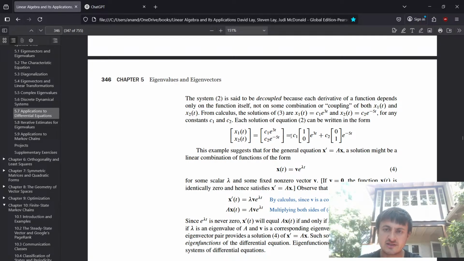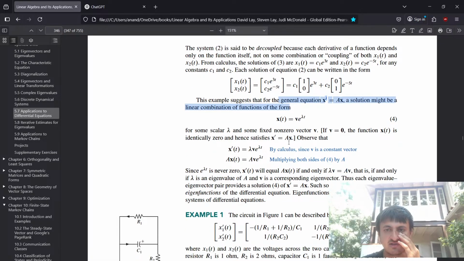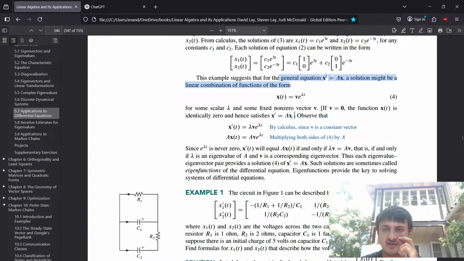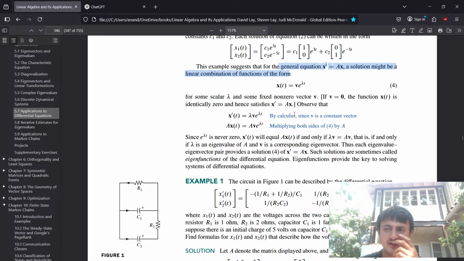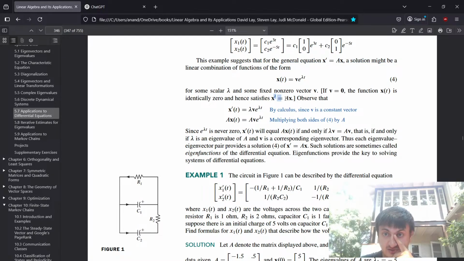this looks in a sense like parametric vector form from earlier. Is that what it's called? I think that's what it's called. This example suggests that for the general equation x prime equal to Ax, a solution might be a linear combination of functions of the form v e to the lambda t for some scalar lambda and some fixed non-zero vector v. If v equals 0, the function x of t is identically 0 and hence satisfies x prime equals Ax.